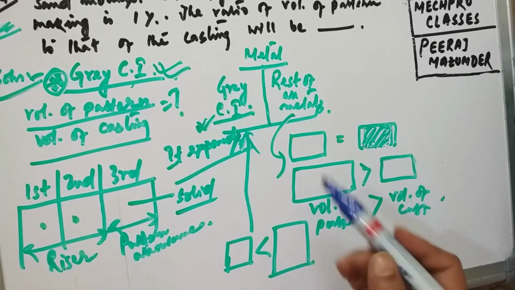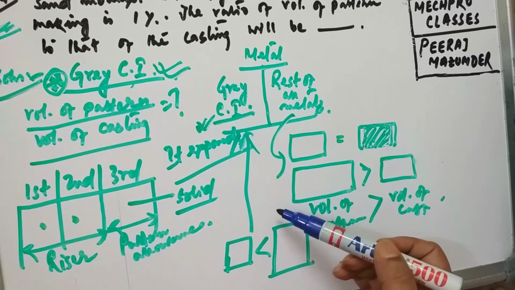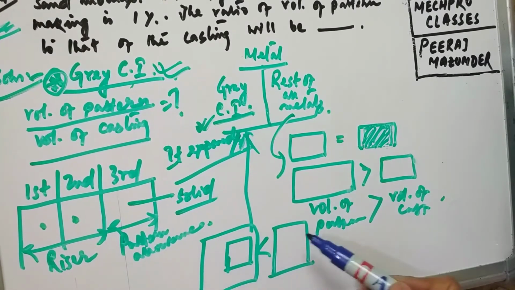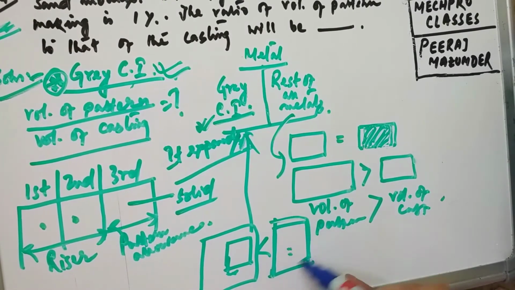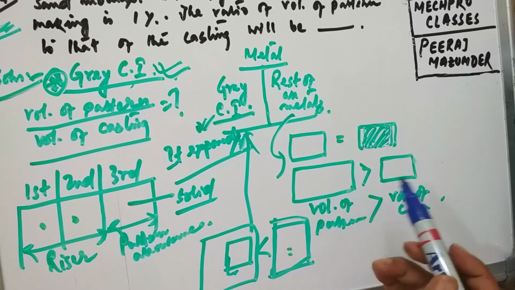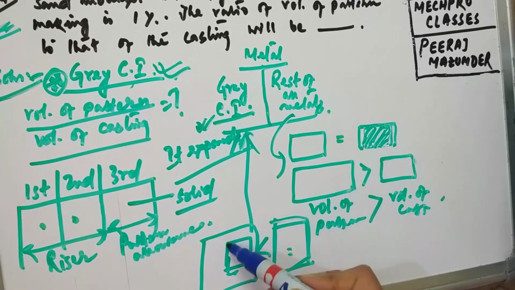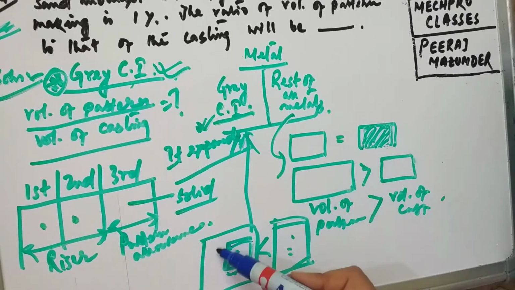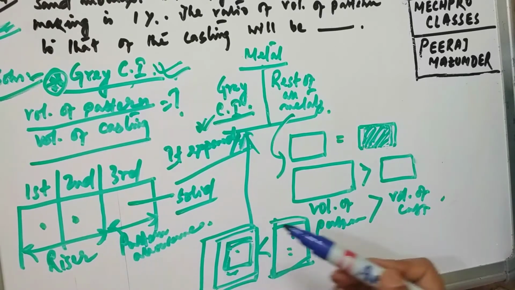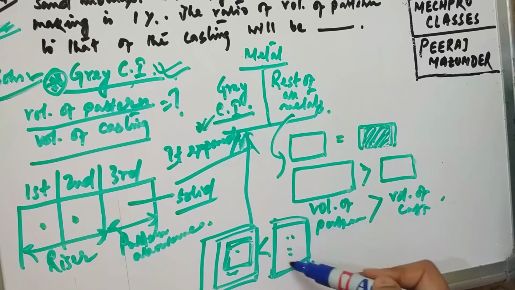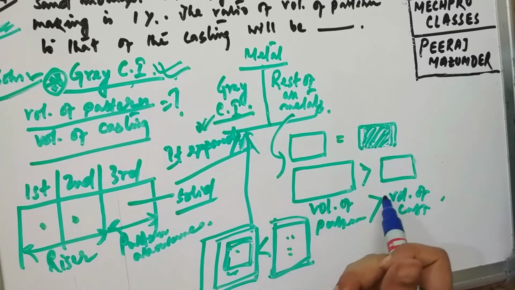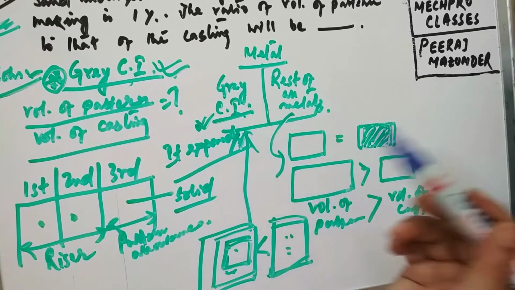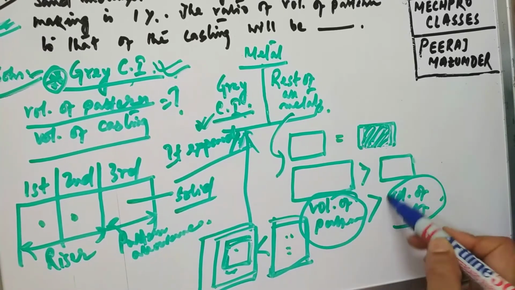Why? Because this grey cast iron expands on solidification. That means it will expand and it will fit the required casting. Now what happens if you take a similar size of pattern and casting for this particular grey cast iron? What will happen after solidification? It will be enlarged and the required casting product will be somewhat bigger than the specification. So that will be the defect. So for this particular grey cast iron, the volume of the pattern should be less than the volume of the casting.